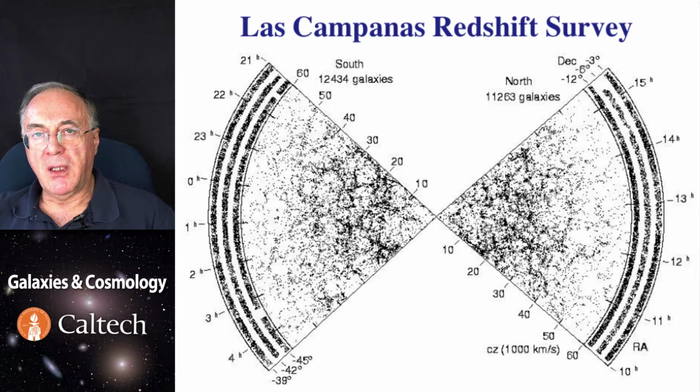So in their survey, they could see structures of the same size, up to 100 megaparsecs or so, that were seen by the CfA redshift survey. But they also went further, and no larger structures were seen. In other words, homogeneity does seem to apply on scales larger than hundreds of megaparsecs. And for cosmological purposes, that's perfectly good enough.